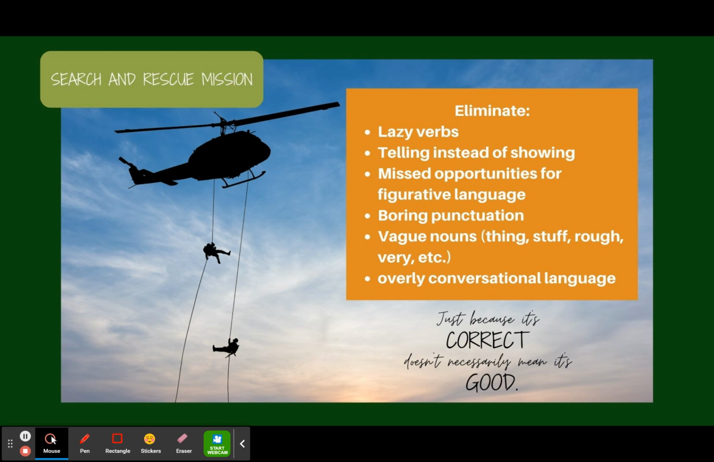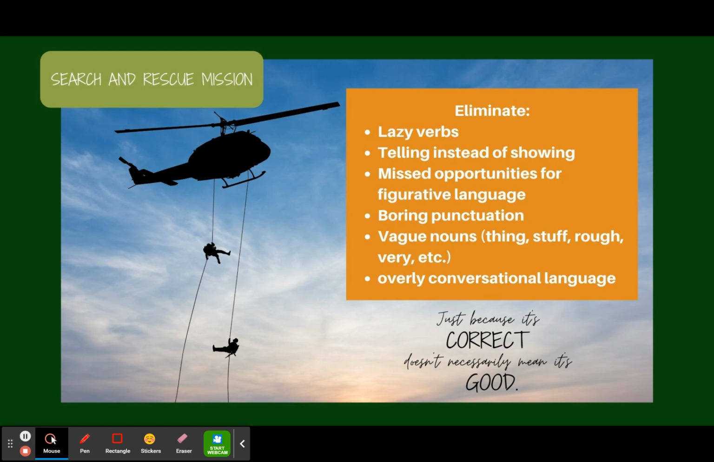So now that we've worked through those examples, I'm going to give you a search and rescue mission. You're going to search your draft and rescue your grade from the following list of things. You're going to go through and delete or eliminate lazy verbs. So when we saw "to quickly get rid of" and you replace it with one word, "destroy," that's better. Those kinds of moves.